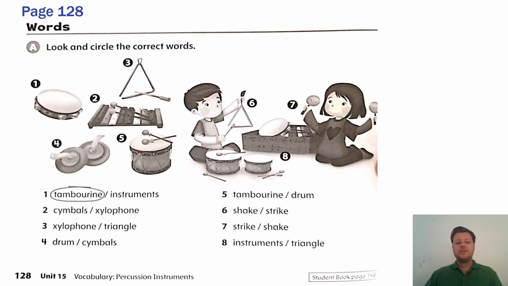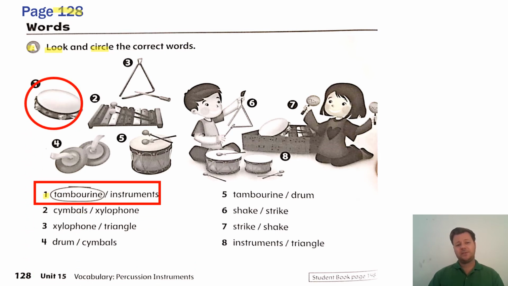On the same page, 128, I want you to look at question A. They are asking you to look and circle the correct words. P1, if you would like to use your colored pencils, you can. So let's look at the example. Number 1. They have given us 2 words. Tambourine, instruments.